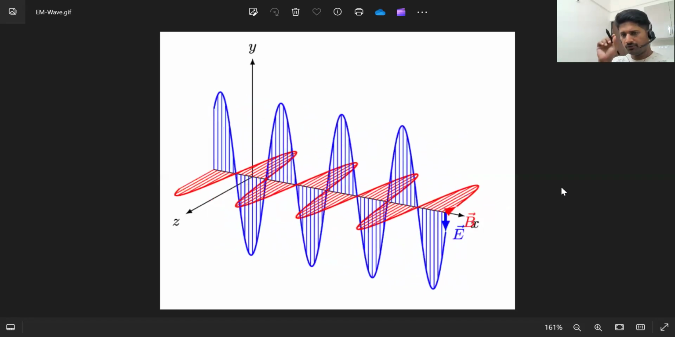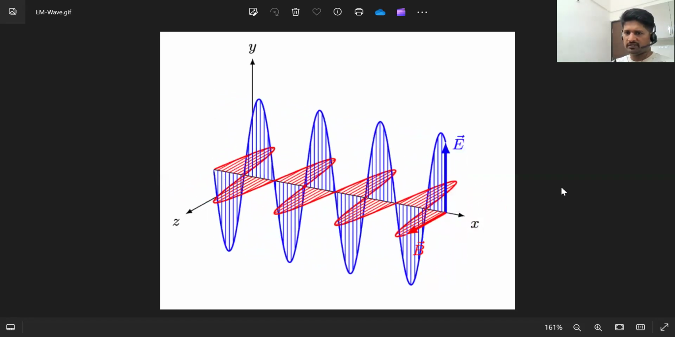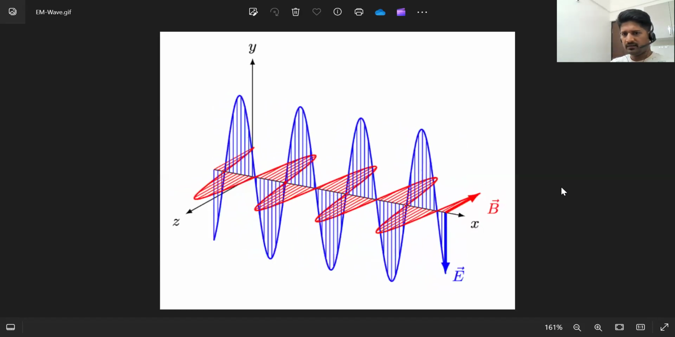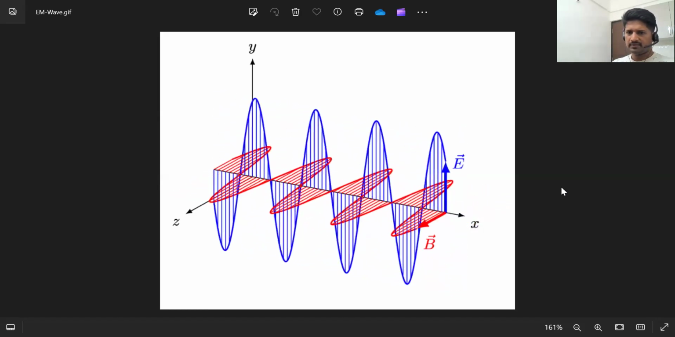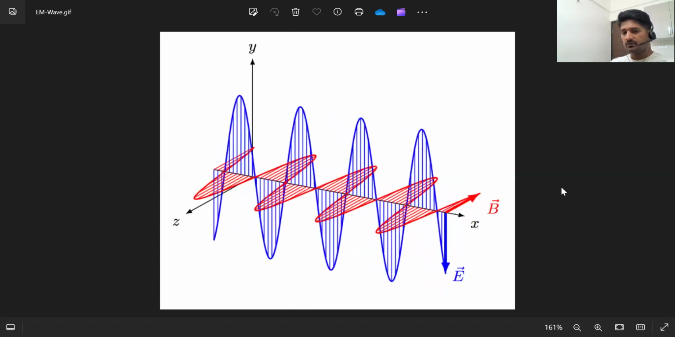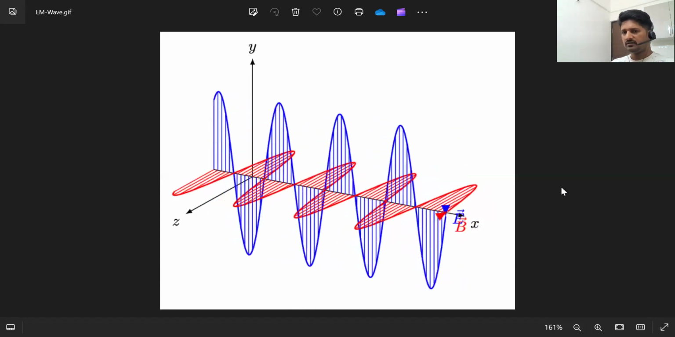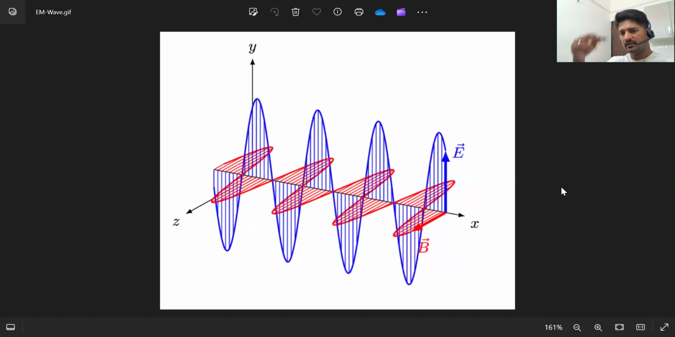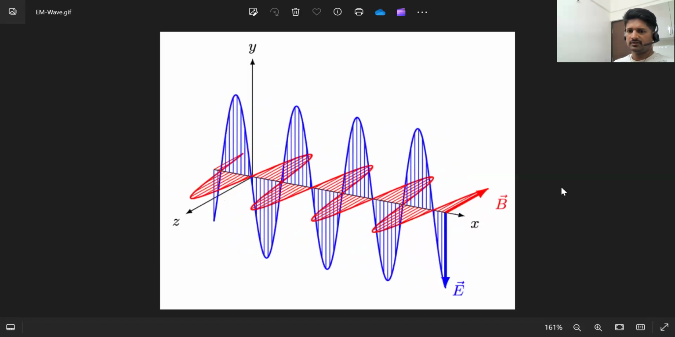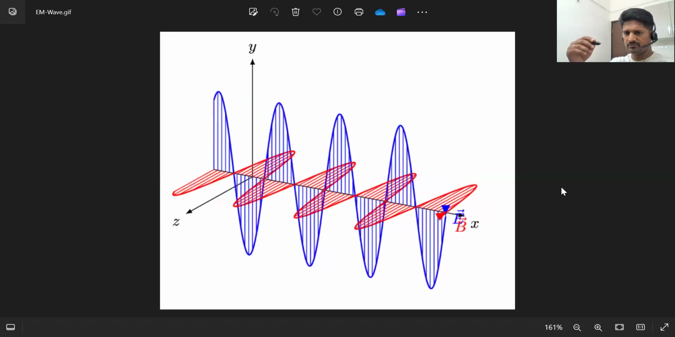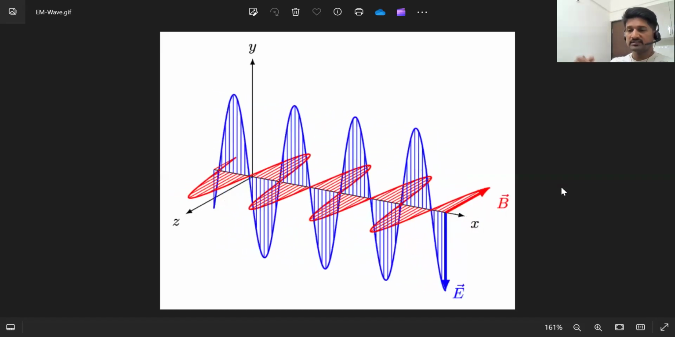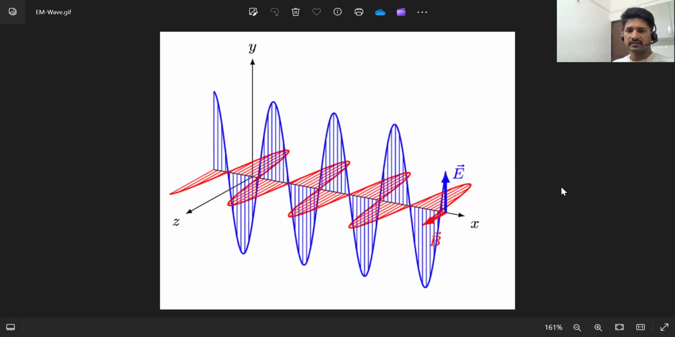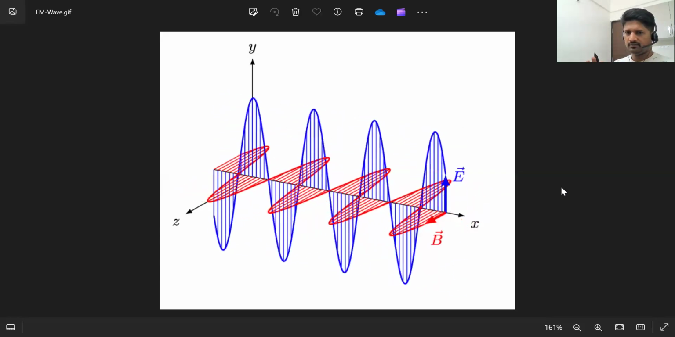Okay. Now you focus on that point itself, that last point where the vectors are drawn. You can see that the electric field vector is changing with time. You can also see that the electric field vector repeats its cycle. From 0, it goes to positive extreme, 0, negative extreme, 0, and then it repeats the cycle. So there is a time period for repetition of the electric field at a particular point.